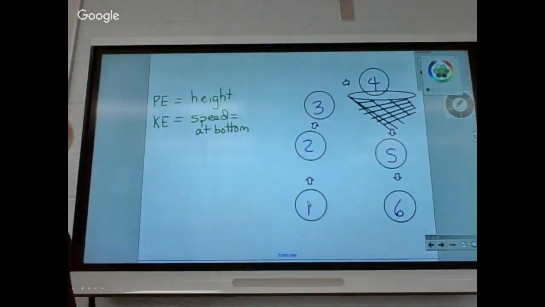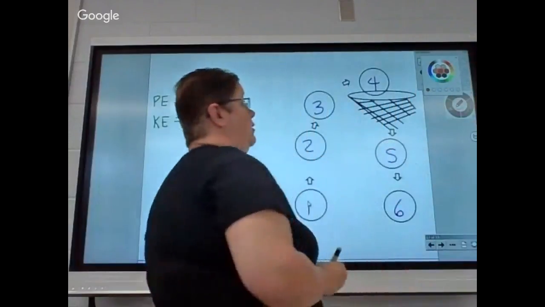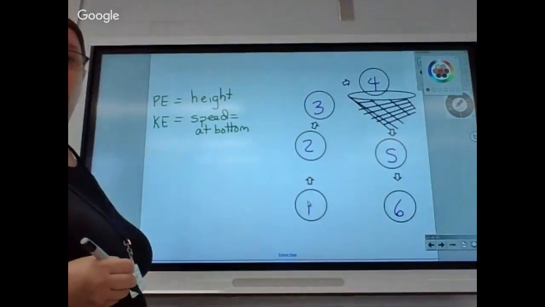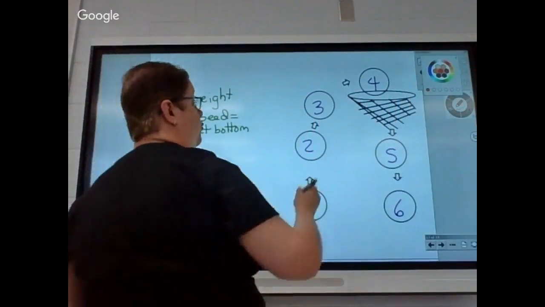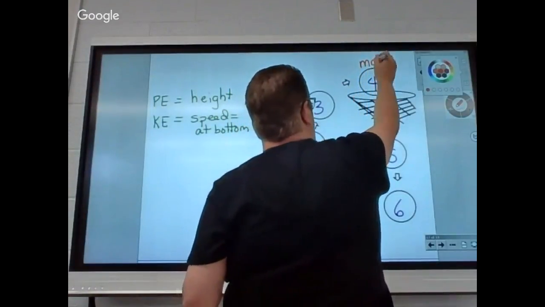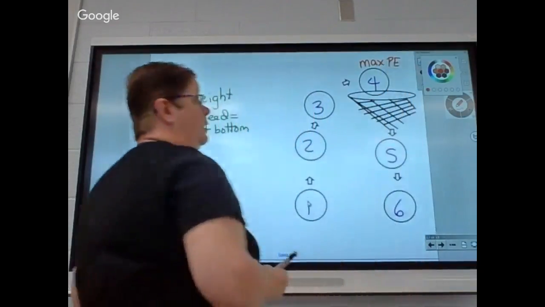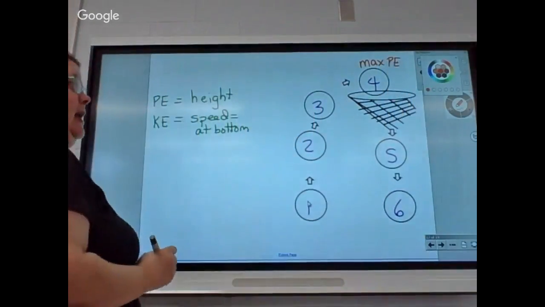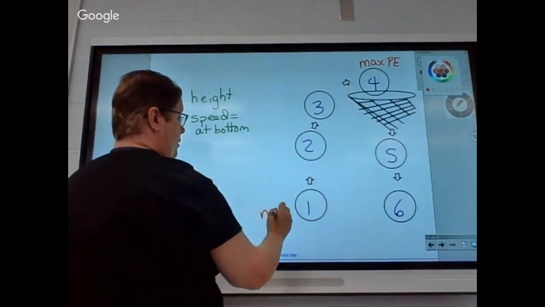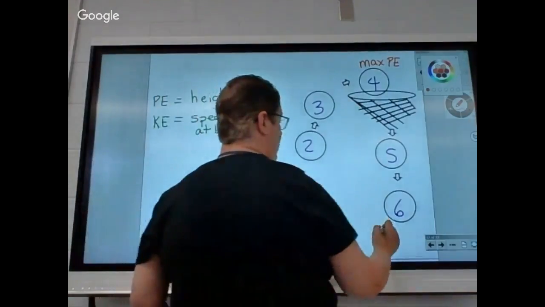So if we want to label where the most potential energy is at, where's the greatest potential energy going to be at in the diagram? The greatest potential energy is going to be here. The maximum potential energy will be here. Where will the maximum kinetic energy be? Maximum kinetic energy is always going to be at the bottom.